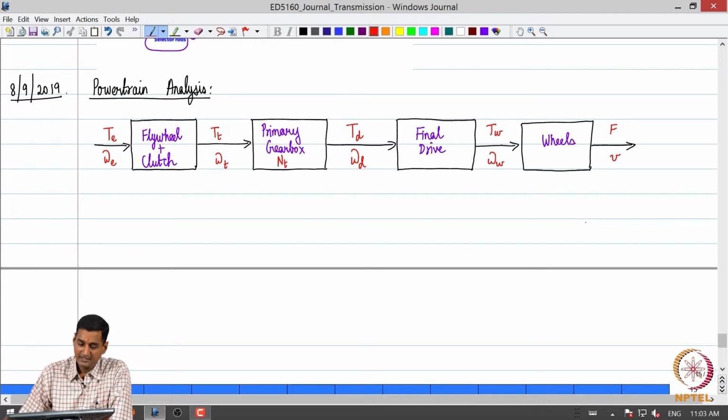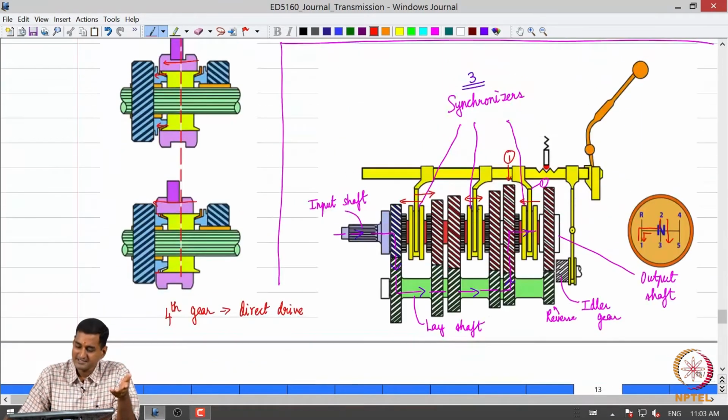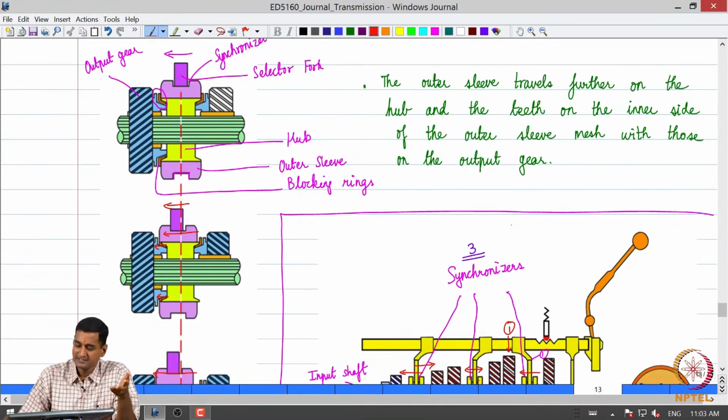So a quick recap of what we did in the previous class. We looked at the various components of a gearbox. We looked at the construction and also the operation of what was called a synchromesh gearbox, and we looked at the concepts of gear engagement through what is called a synchronizer, right? So that's something which we learned in the previous class.